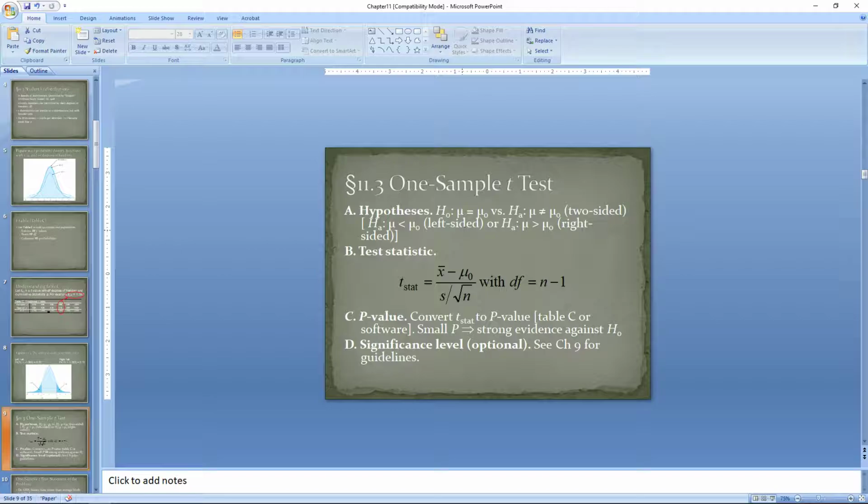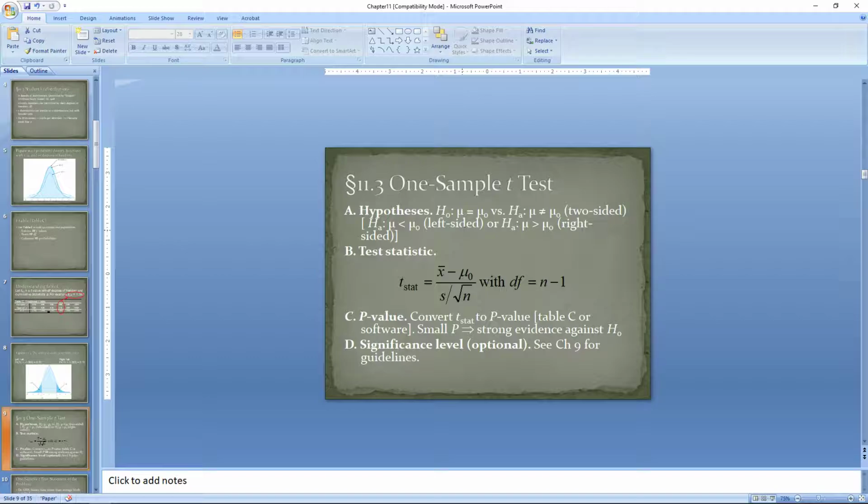Then we're going to calculate our t-statistic using our x-bar minus our null hypothesis divided by our standard error, with our sample standard error in there, and with the degrees of freedom, which is calculated by n minus 1. When we get our t-stat, we're going to be able to convert that to a p-value, and remember, we'll be able to use our p-value to either reject or accept the null hypothesis. It's going to give us our evidence against it or for it.